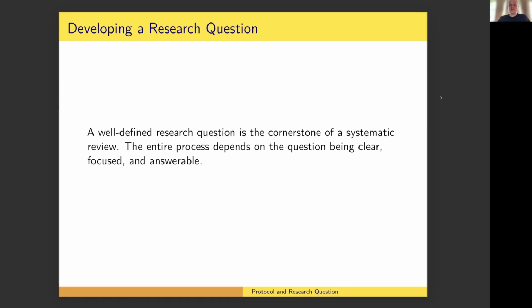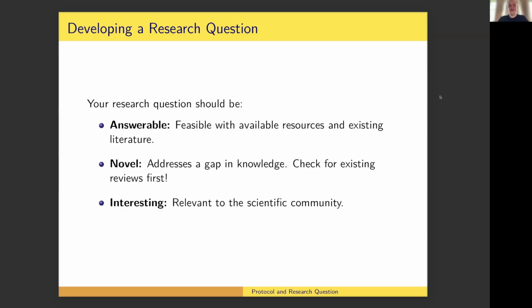So, a research question. Well, we've said it before, but a well-defined research question is the cornerstone of systematic reviews. Everything depends on the research question. So you should take your time to figure out what it is exactly that we want to have answered. It needs to be clear, it needs to be focused, and it needs to be answerable. With answerable, we mean it should be feasible with available resources and existing literature.